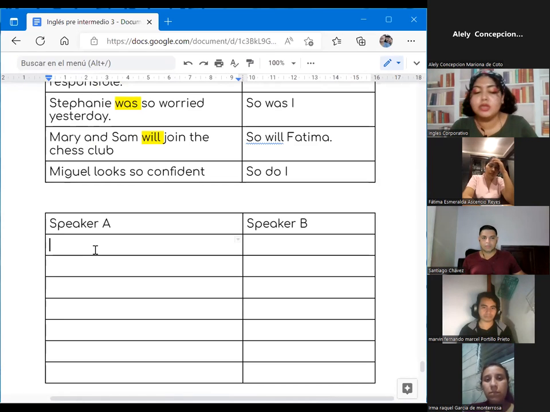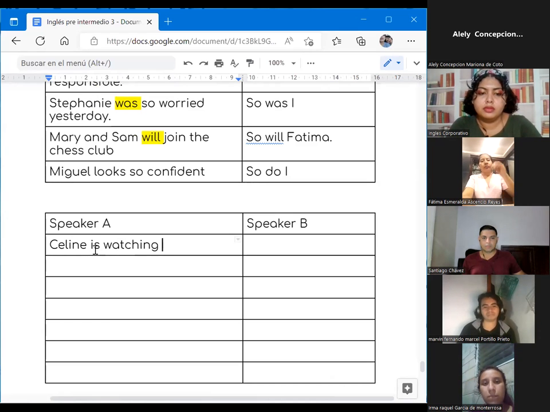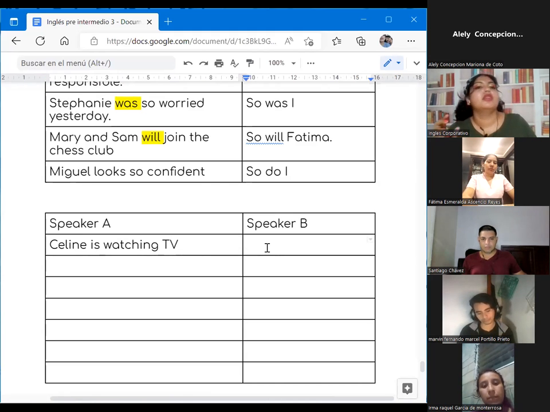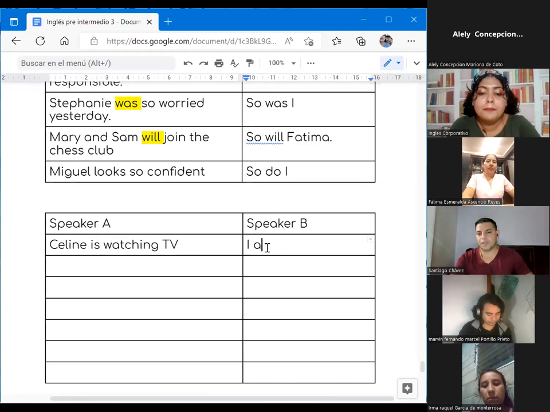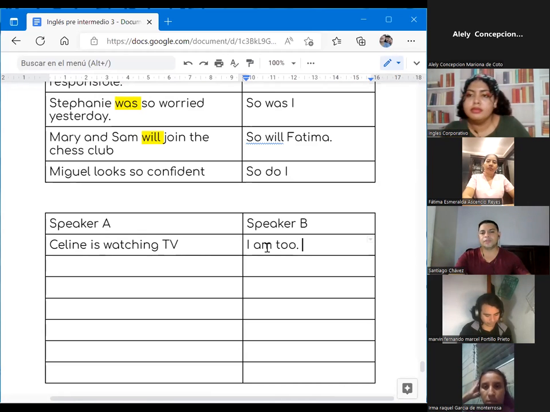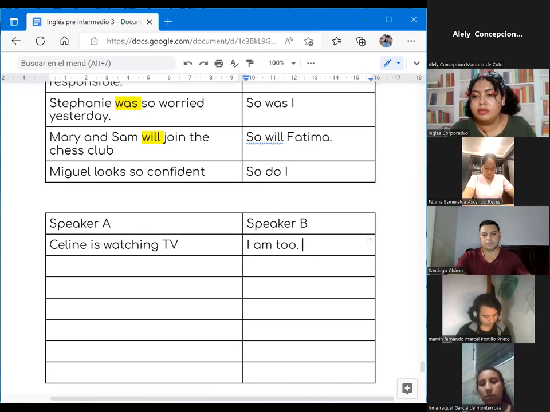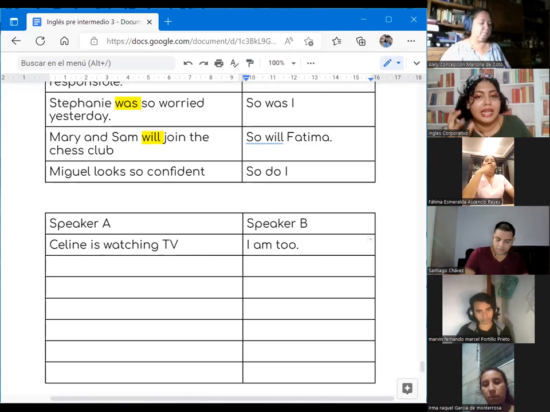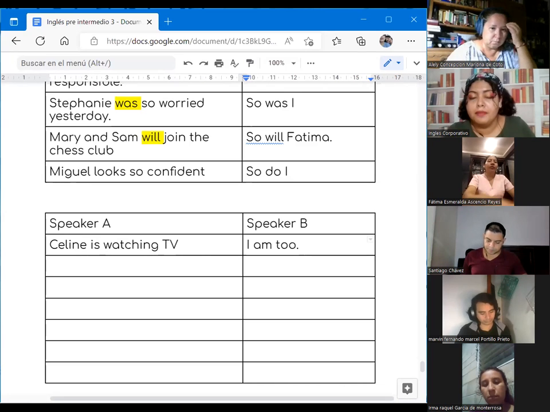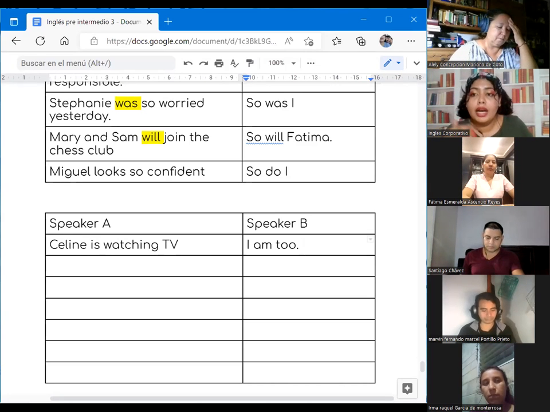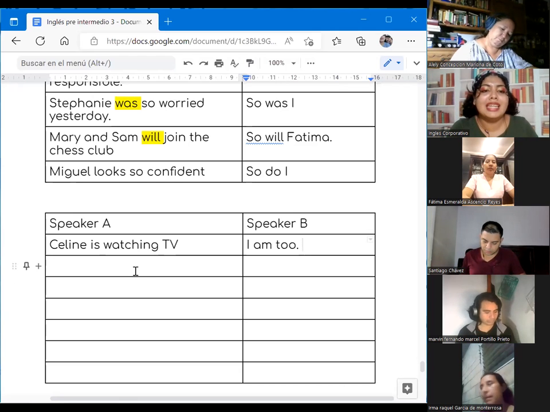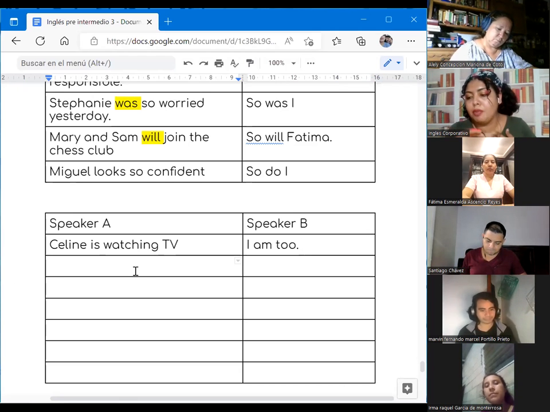In the first one, Celine is watching TV. Si tuviéramos la misma respuesta que ayer, diríamos, I am watching TV too. But in this case, we are going to say, I am too. Very, very short. No le vamos a agregar detalles. Vamos directo. I am too. Yo también. No vamos a decir, yo estoy viendo televisión también. I am too. Le vamos a quitar los detalles extras. Eso es lo que vamos a hacer con estas respuestas.